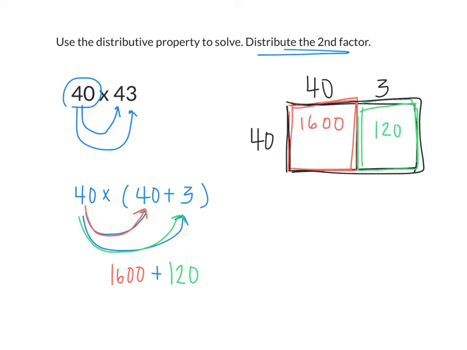So then how do I find the total area? I have to add up 1,600 plus 120, which is 1,720. So we use the distributive property, by breaking up the second factor and distributing the first factor to both parts. Does that make sense? It really helps to draw an area model when we're thinking about the distributive property.